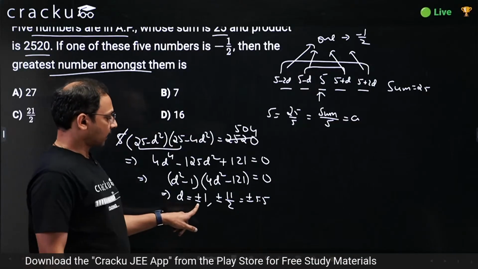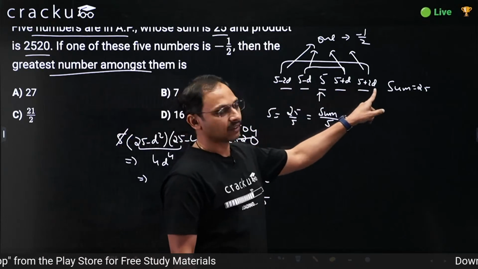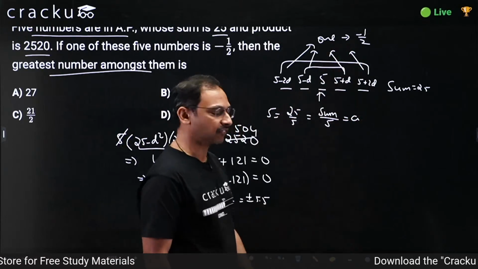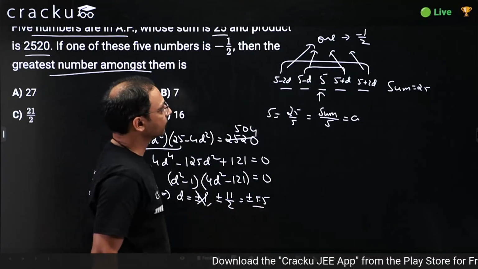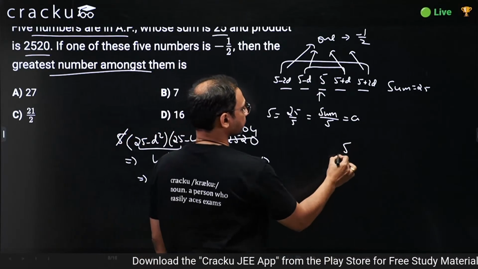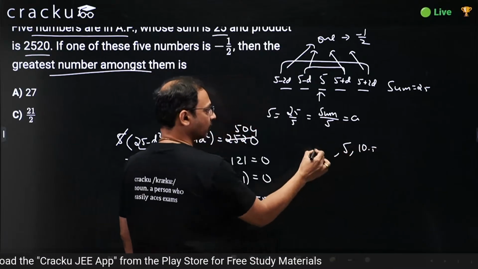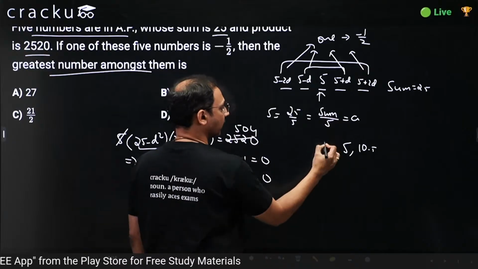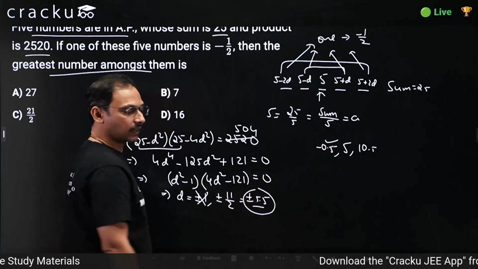Now look at the case of D being an integer. If D is an integer, all these 5 numbers will be integers and you will not get a fraction. So this is not correct. So let's take 5.5. If I take 5.5, 5 plus 5.5 is 10.5, but the term before it will be minus half or minus 0.5. So you can go with this particular common difference.